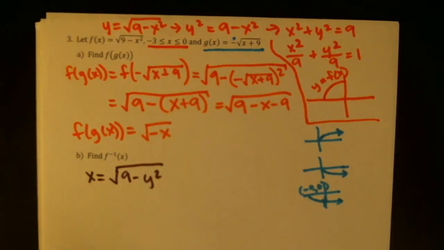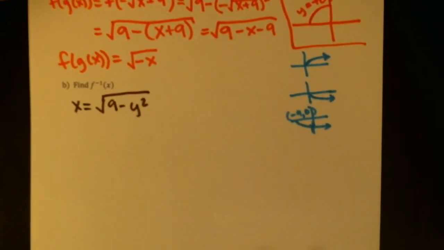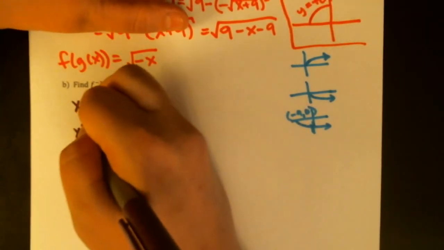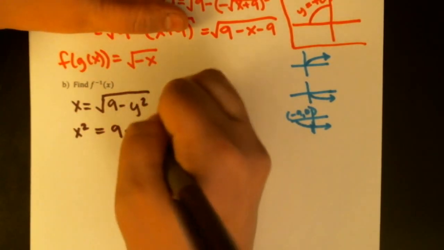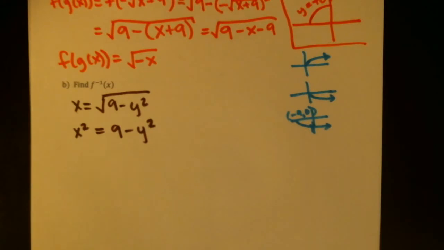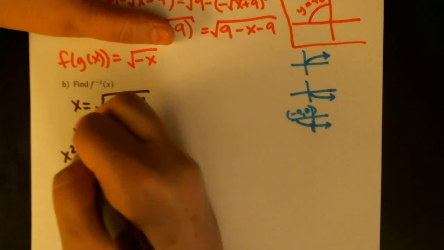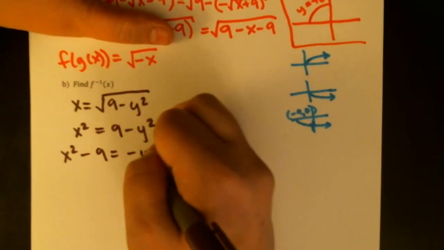And then we'll solve for y. So for starters, we'll square both sides, wipe out the square root. Then we're solving for y. Let's go ahead and subtract 9. x squared minus 9 equals negative y squared.